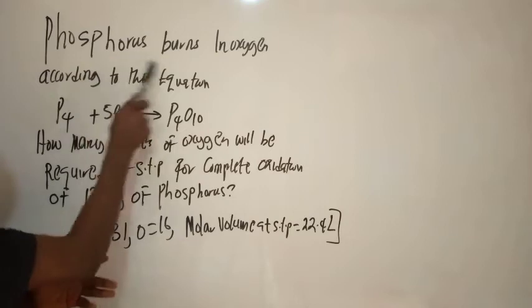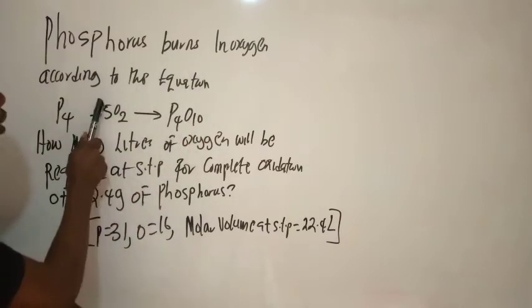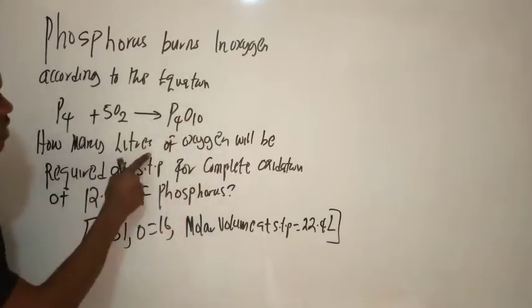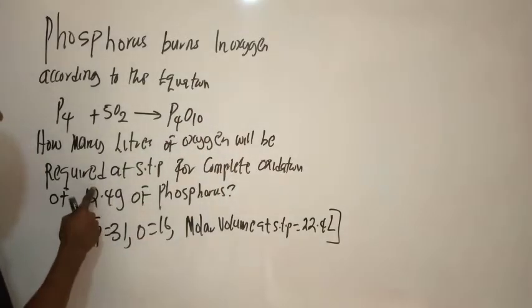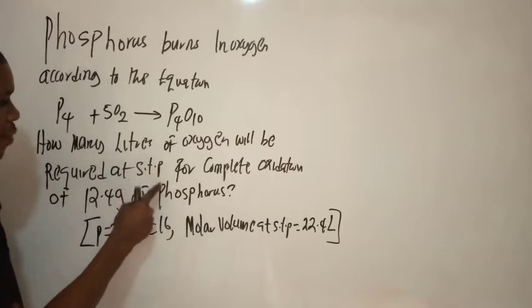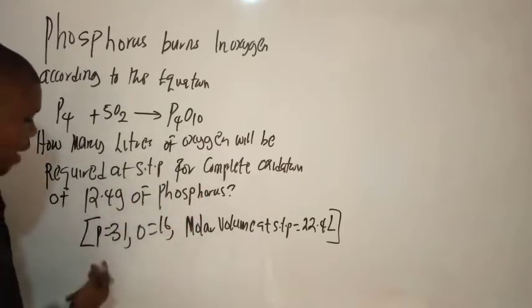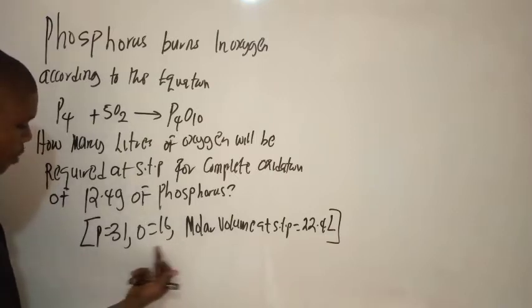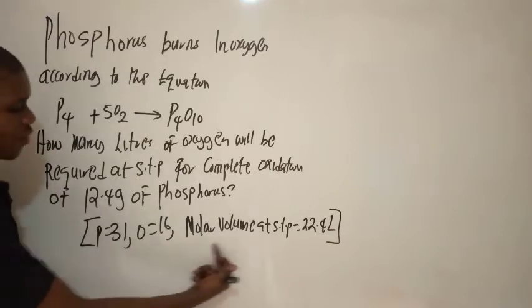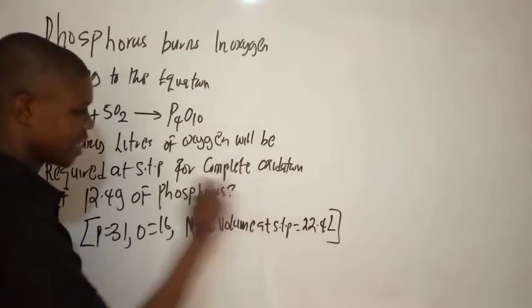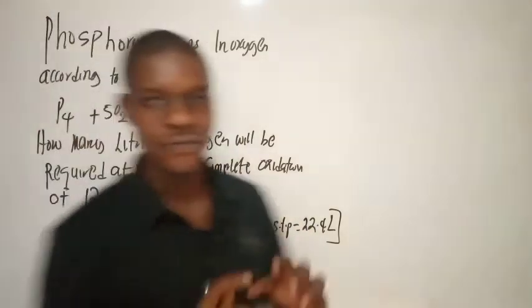Here we have phosphorus burning in oxygen. According to the equation here, how many liters of oxygen will be required at STP for the complete oxidation of 12.4 grams of phosphorus? They are giving us the atomic masses of phosphorus and oxygen, and they are giving us the molar volume at STP to be 22.4 dm³. So, how do you solve this question?